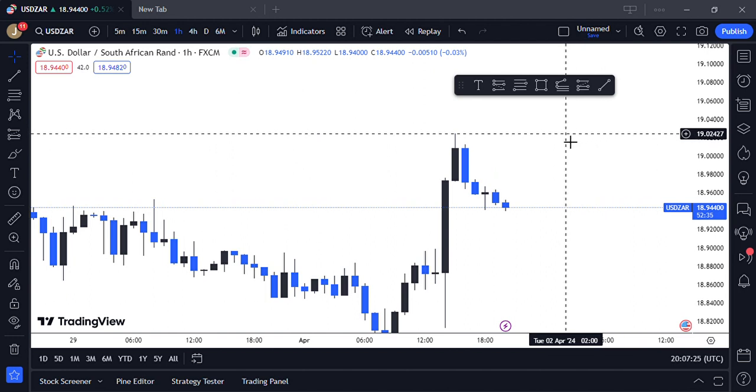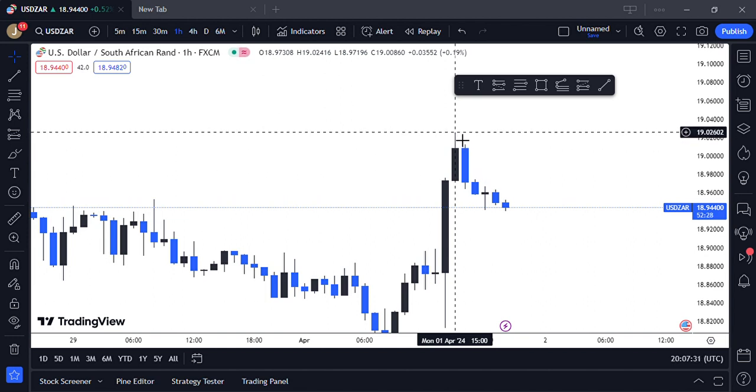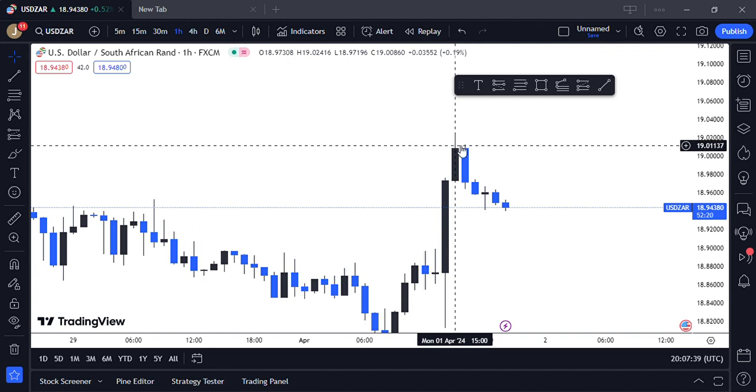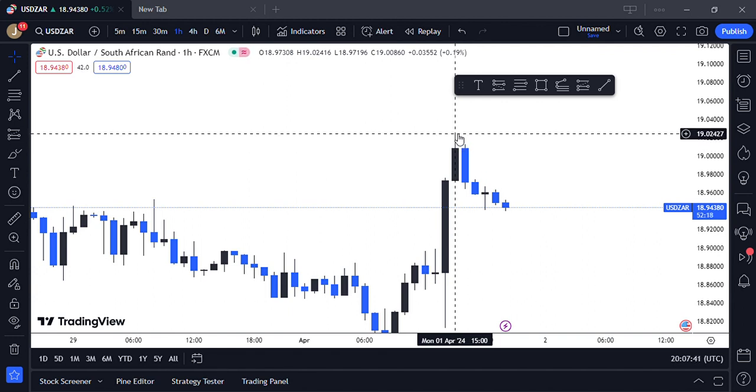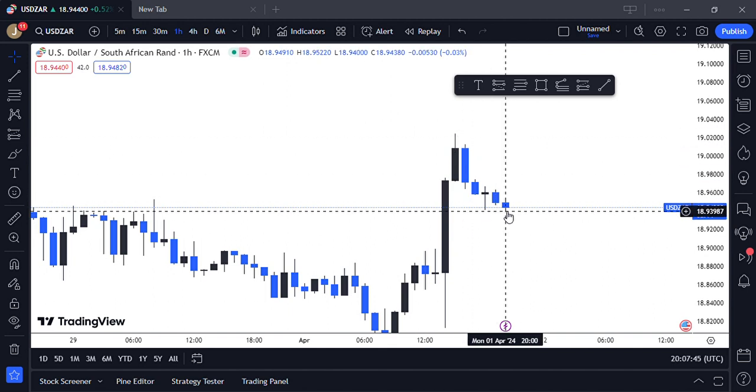This was when? This was today. See, price was at 19 rand, 02. So to get $1 now, it was like what? This is 3 o'clock. So at 5 o'clock, basically, to get $1, it was 19 rand. Now it's gone back to 18.99.